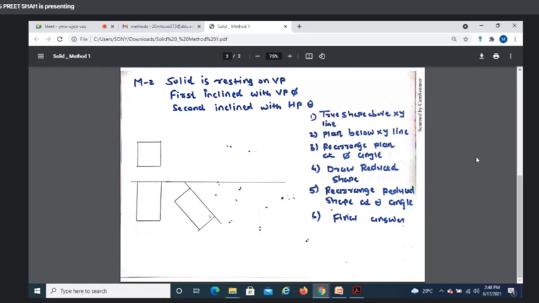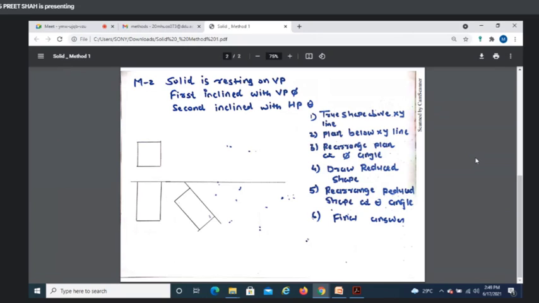What is your first step? First, draw the true shape of the base below the XY line. Second, draw the elevation above the XY line. Third, inclined to HP, rearrange your elevation at theta angle. Fourth, draw the reduced shapes. Fifth, incline the reduced shape with the vertical plane, and then draw the final shape.